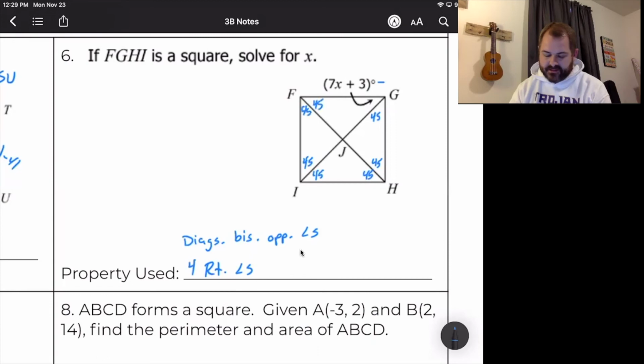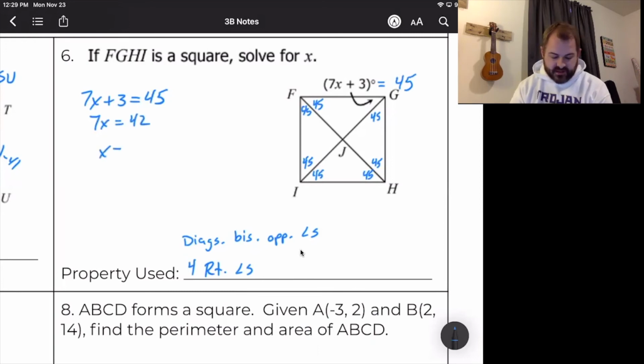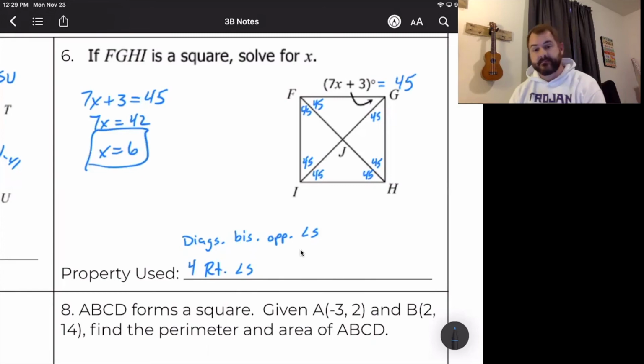So that means this expression equals 45. So we're going to go ahead and do 7x plus 3 equals 45, and just solve for x this time. Minus 3 from both sides, 7x is 42. Divide by 7 on both sides, and x is 6. Okay?